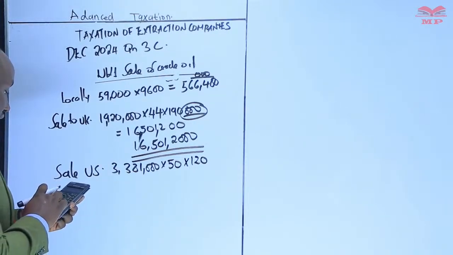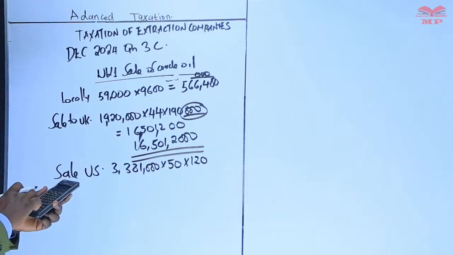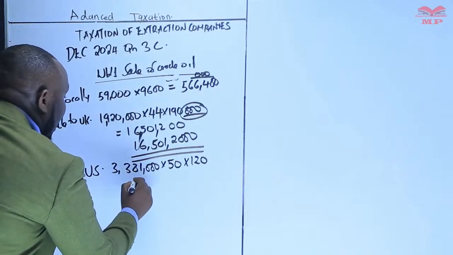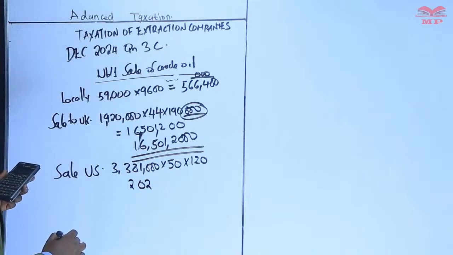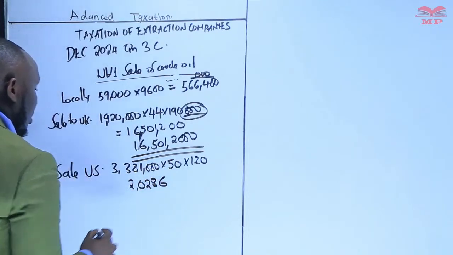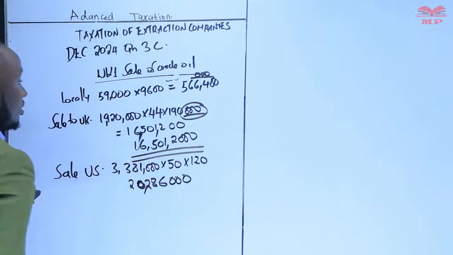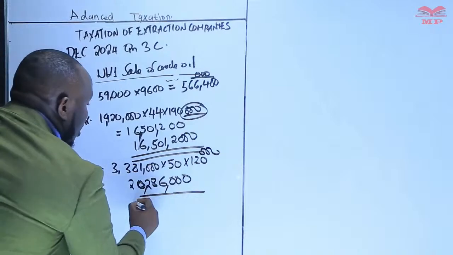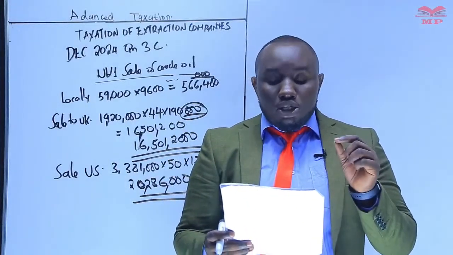So we have 3,381,000 times 50 times 120. That should be a figure of 20 million, 286,000. That is rounded to 1,000. So this is the sales for the US. We proceed to the next. Then we have additional information number 4.